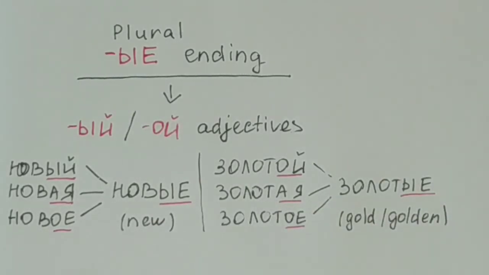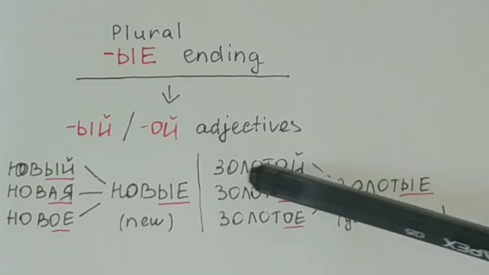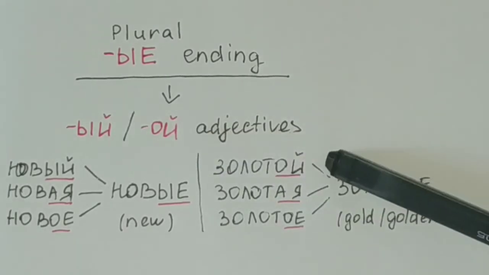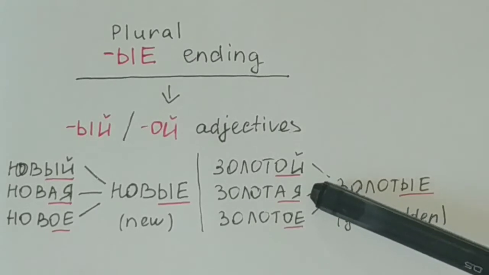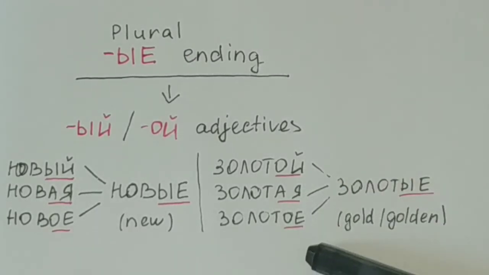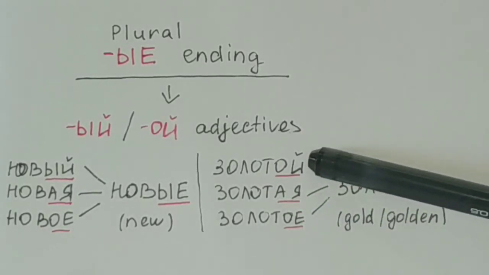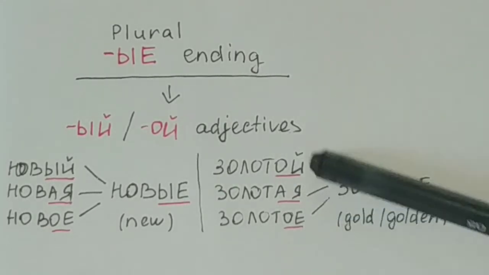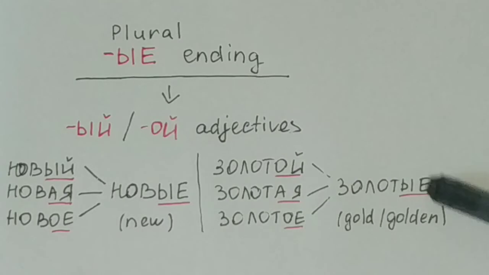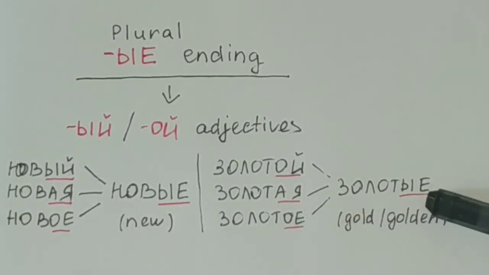And the same thing applies to the other group of adjectives which end in their dictionary form in the ending ой. For example, золотой, gold or golden, its feminine gender form is золотая, and neuter gender form is золотое. So since they all come from the dictionary form of an adjective ending in ой, they form their plural form by changing all their endings into ые. So золотой, золотые, золотая, золотые, золотое, золотые. So that is the general rule.